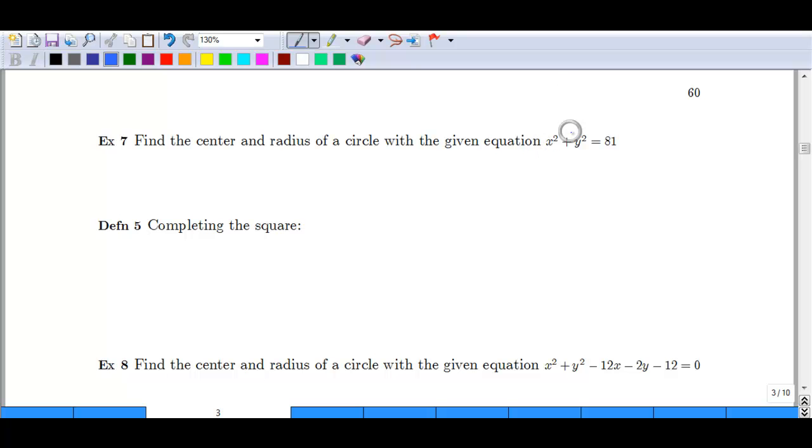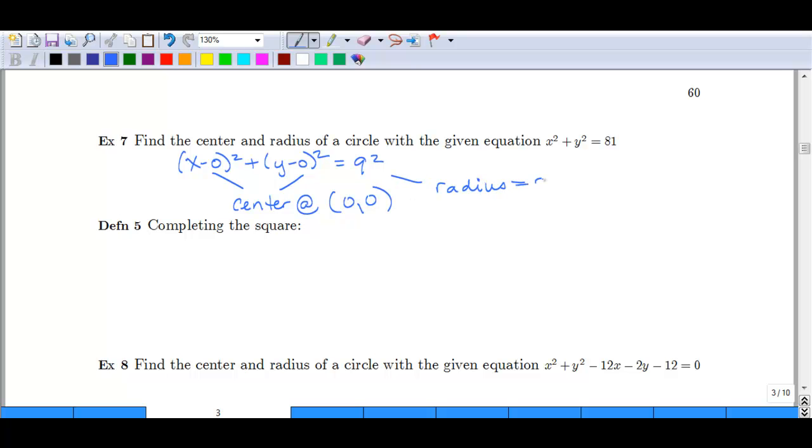So we'll start off with a simple example. We've got x squared plus y squared equals 81. In this case, we could think about this as really being x minus 0 quantity squared plus y minus 0 quantity squared, because that would just get us x squared and y squared, is equal to the square root of 81, which is 9 squared. So this tells us that our center is at the origin, (0, 0), and our radius is 9. That's the simplest version we can have, if we have x squared plus y squared equal to a number.